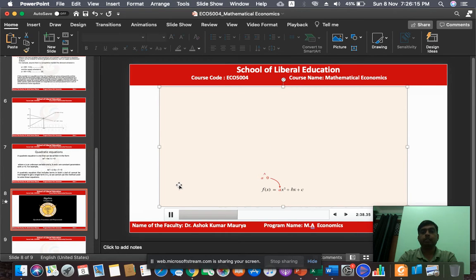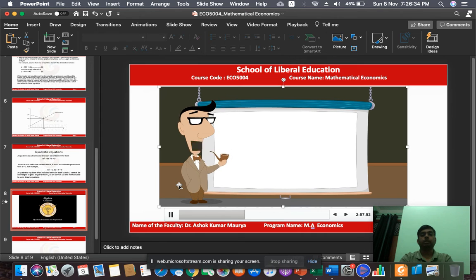If a is less than 0, that will be an inverted U shape, and if a is greater than 0, that will be a U shape curvature line. And also the nature of curvature, the bend of the curvature, depends on the value of a.